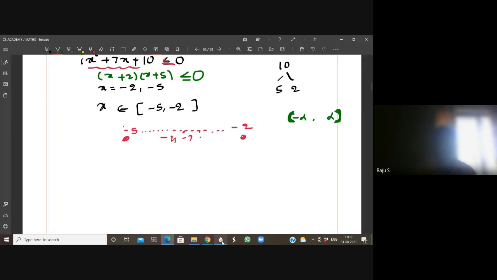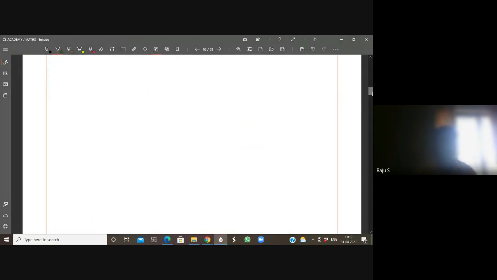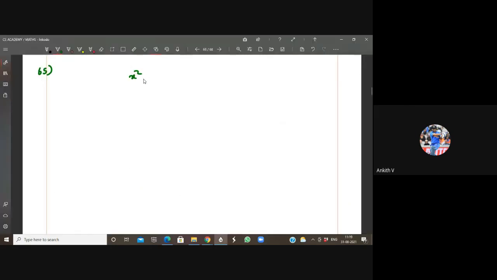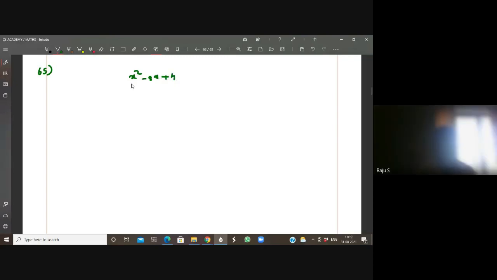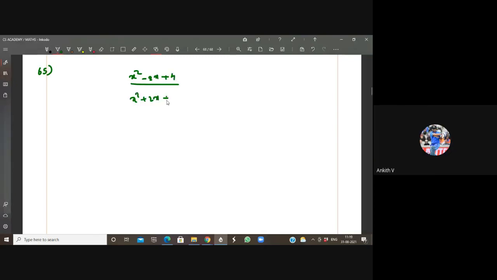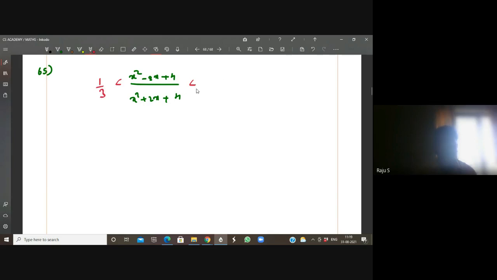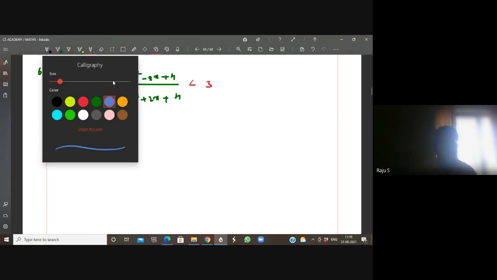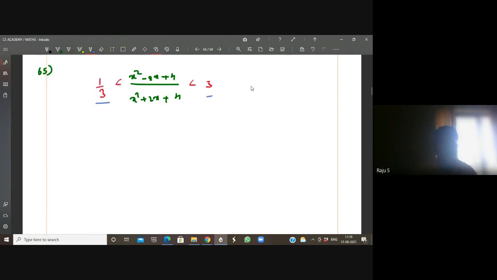See here, question number 65. What is the given expression? x square minus 2x plus 4 divided by x square plus 2x plus 4. This lies between 1 by 3 comma 3. 1 by 3 is the least value, always you should write it on the left side, and 3 is the highest value. The range means minimum and maximum value. So the range of the given expression is 1 by 3 to 3.